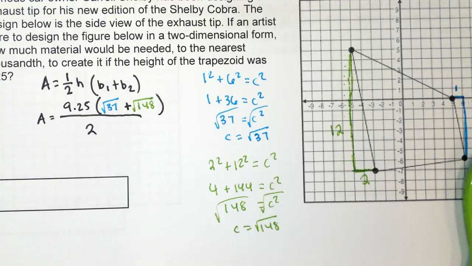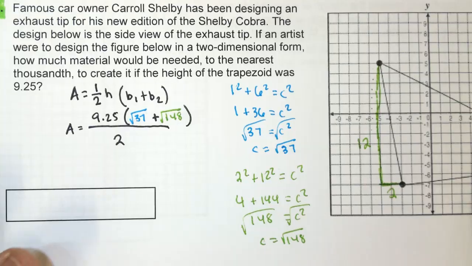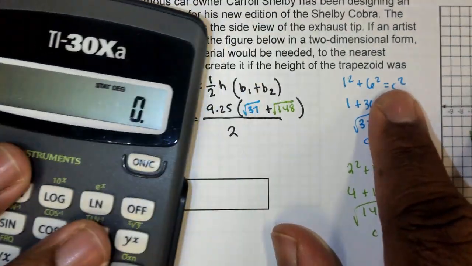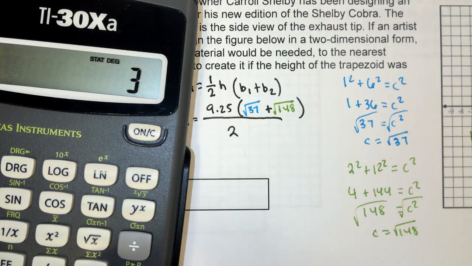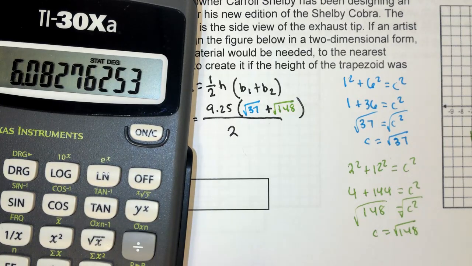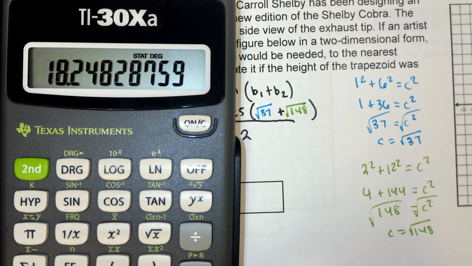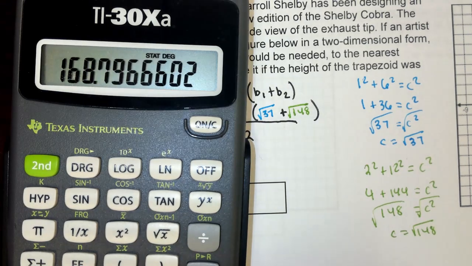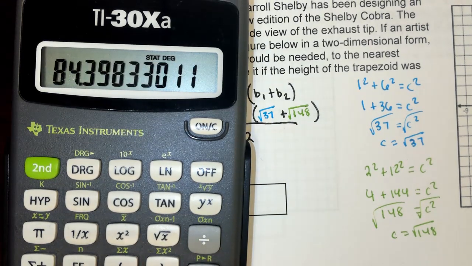We cooking now. After that, it's just putting it in the calculator correctly and rounding to the nearest thousandth. That's 3 decimal places. In a calculator, you want to start with your square roots. That's PEMDAS, order of operations, parentheses. We had square root of 37 plus square root of 148 equals. That's those added together, times 9.25 equals that. Don't forget to divide by 2, to the nearest thousandth. 84.398.